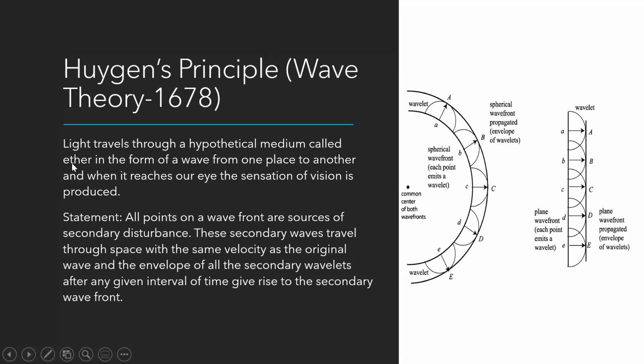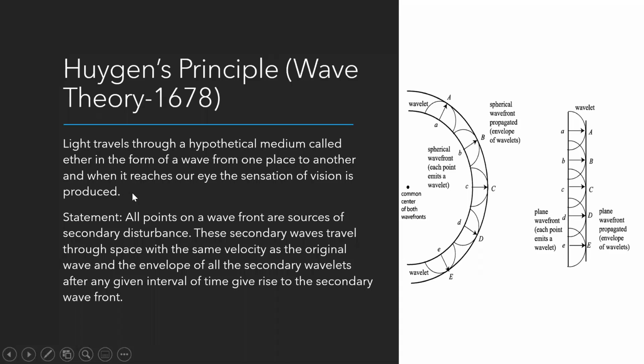Okay, so they thought that light, the sun's rays, comes from the sun to the earth through a hypothetical medium which prevails throughout the universe. So Christian Huygens said light travels through a hypothetical medium called ether in the form of a wave from one place to another, and when it reaches our eye, the sensation of vision is produced.